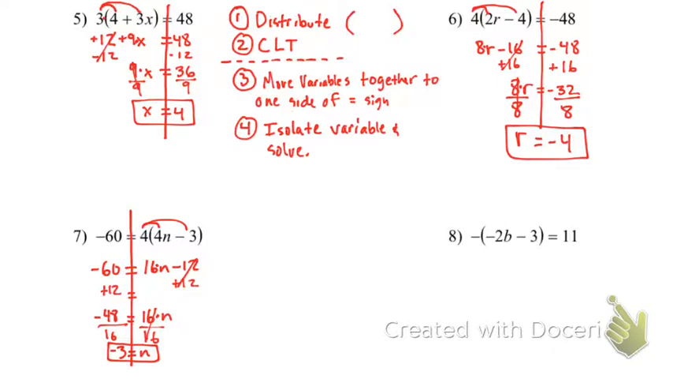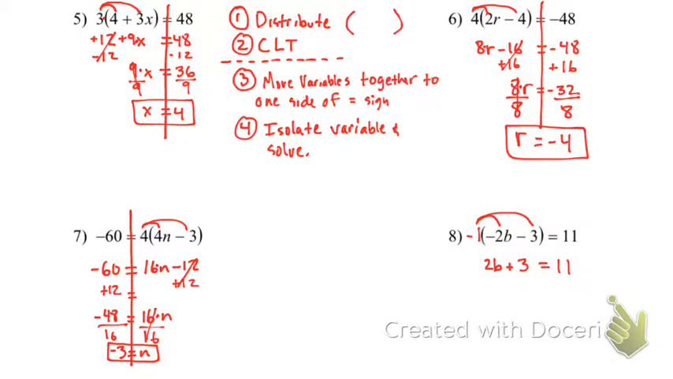All right. Let's go to number 8. What we have to do is distribute here, but this negative, guys, I want you to think of it as I mentioned before, it's not just a negative, it's really a negative 1 here. So we're really distributing a negative 1. That's going to give me positive 2b and positive 3 equal to 11, because negative 1 times negative 2b is positive 2b. Negative 1 times negative 3 is positive 3.